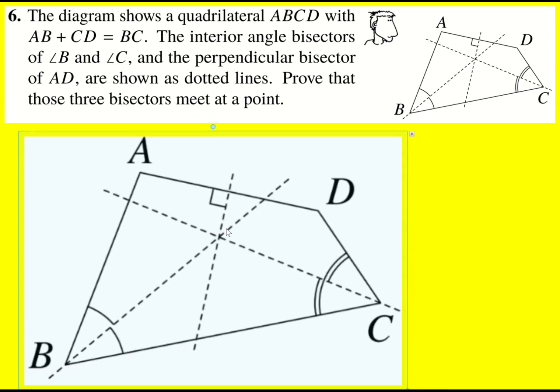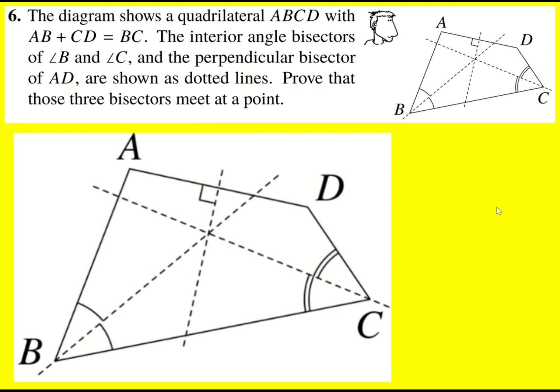Challenging geometry question to finish this Hamilton Olympiad. Where to begin to try and prove that these three bisectors, two angle bisectors and a perpendicular bisector, show that they must necessarily meet at a point as indicated.